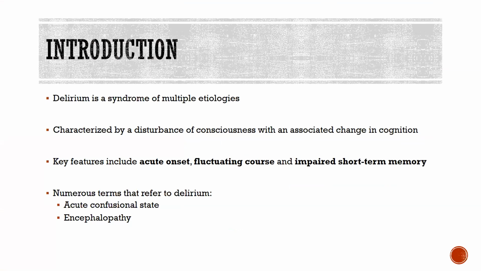Delirium is a syndrome of multiple different etiologies. It's characterized specifically by a disturbance of consciousness with an associated change in cognition. Key features of it, really important, are its acute onset, a fluctuating course, and impaired short-term memory. There are multiple terms that are thrown around that a lot of times are referencing delirium. You may hear acute confusional state, encephalopathy. Those are just a few terms.